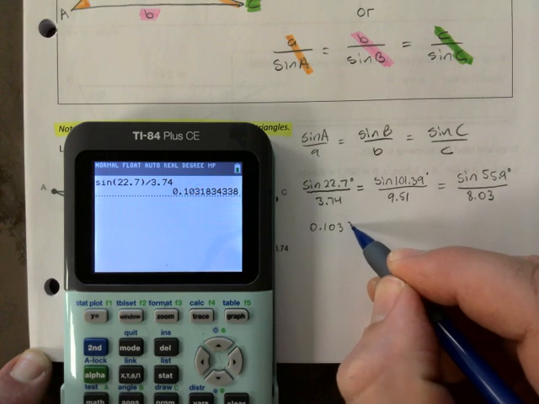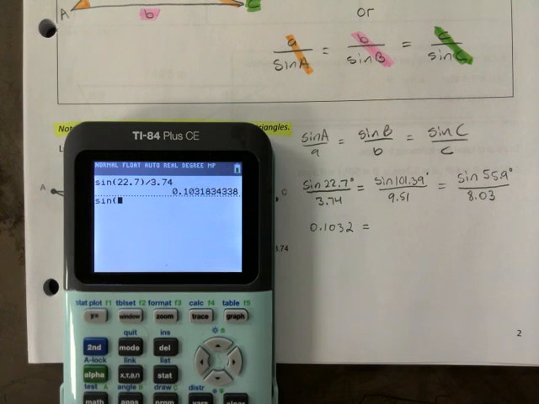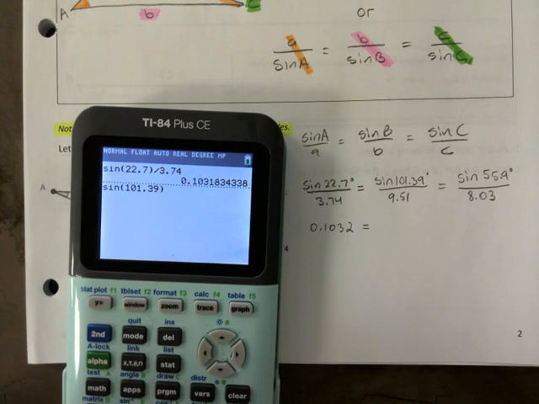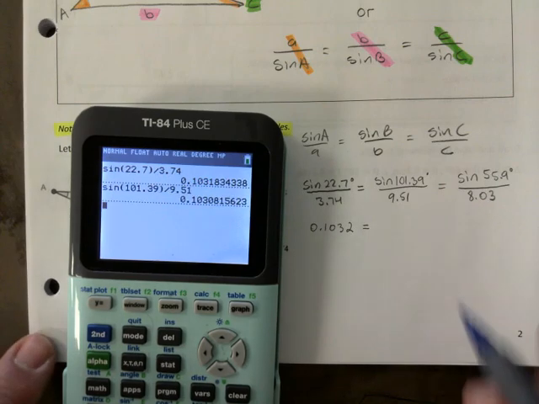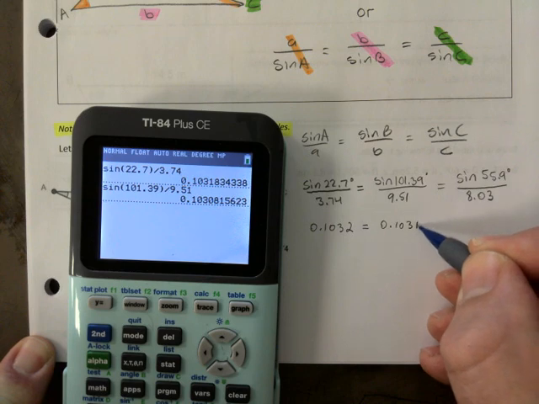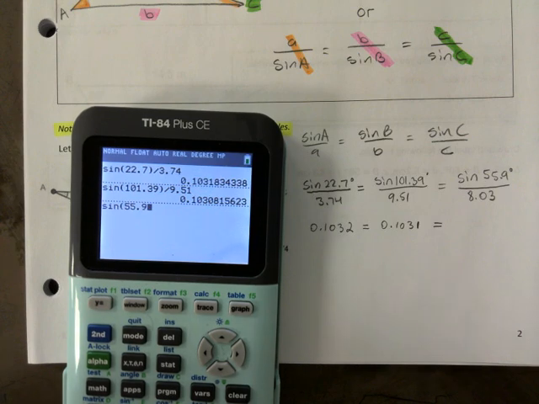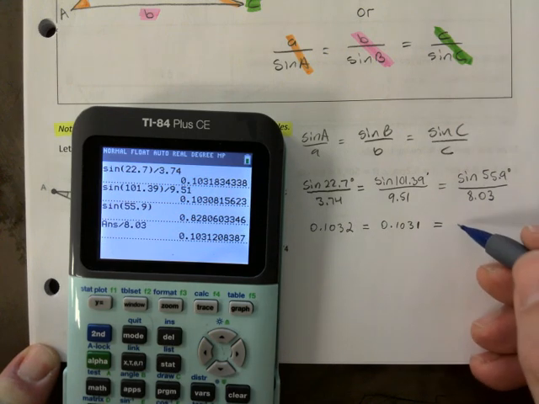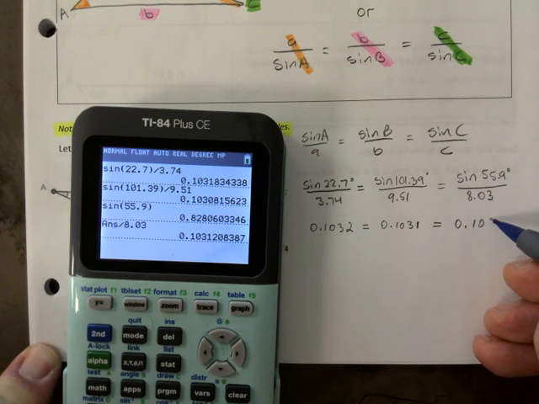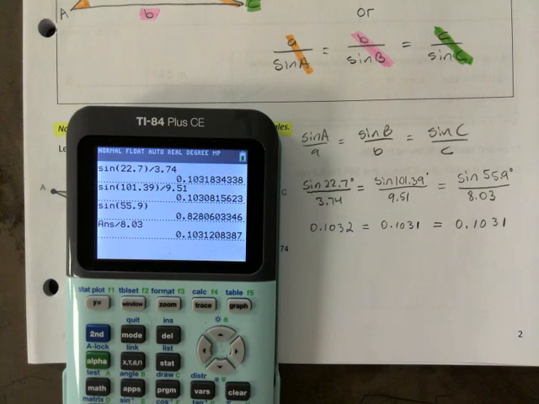So this is 0.103. Let's go to 4 decimals. And then we're going to go sine of 101.39, close brackets, divided by 9.51. 0.103. That rounds to 1, doesn't it? Close enough. And then the last one gives you 0.1031 as well.